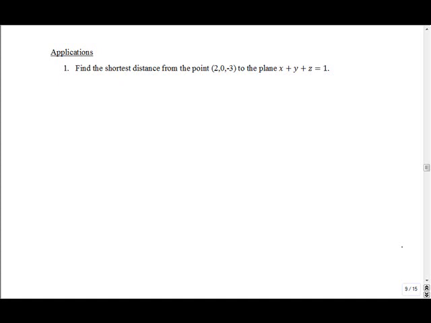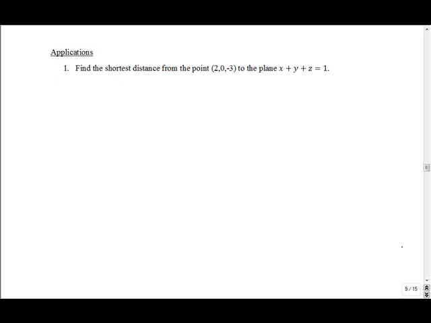Okay, what do we need to do here? We need to find a function for distance. This question is asking us for shortest distance. So we need to find a formula for distance and minimize it. Find the minimum value because it talks about the shortest distance. But what kind of formula are we looking at? We need to choose an arbitrary point in the plane and find the distance between the point 2, 0, negative 3 and an arbitrary point in the plane.